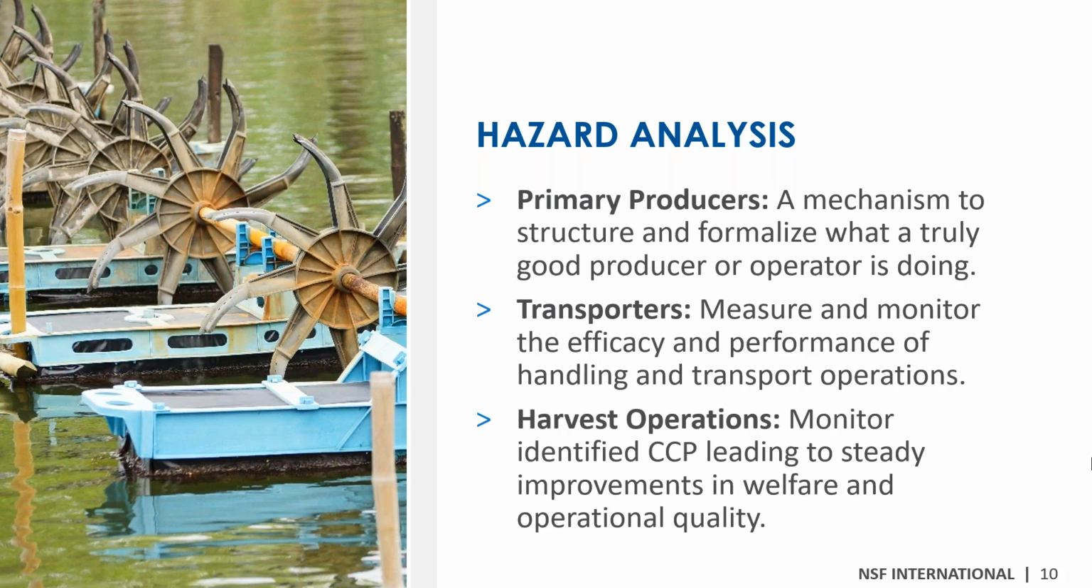For transporters, this is an opportunity to measure and monitor how well that handling and transport operation is being done. And for harvest operations, that most likely is where you're going to see some of these CCPs identified. And when that's done, it often gives any facility, not just a harvest operation, an opportunity to start to make steady improvements, that ongoing improvement approach, by taking a look at it this way.